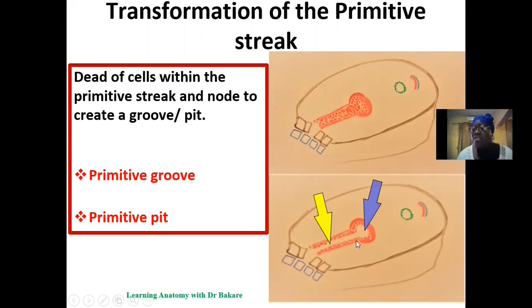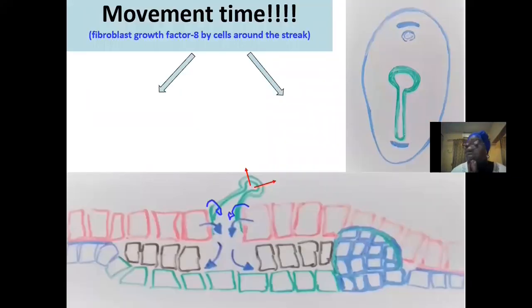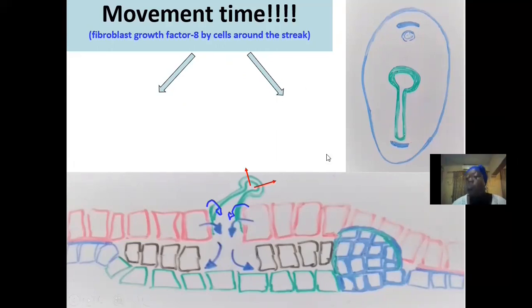So we now have the creation of a channel through which cells can run to be able to go to other regions of the developing embryo. And this is the sole essence of why this degeneration or loss of cells occurs, to result in the formation of a groove and a pit. So as soon as this is created, then movement can be initiated. Since a pathway has been created for movement to occur, but the movement will not just occur.